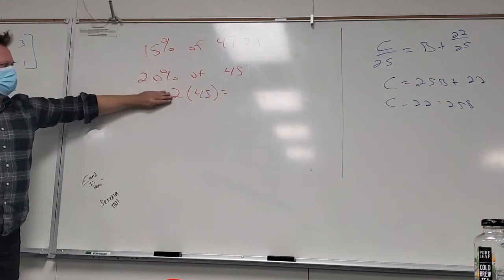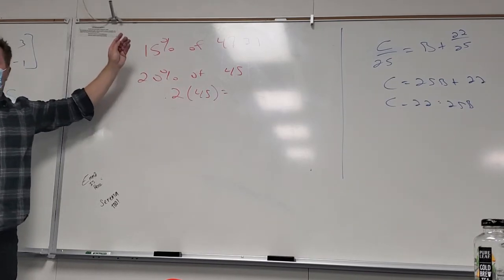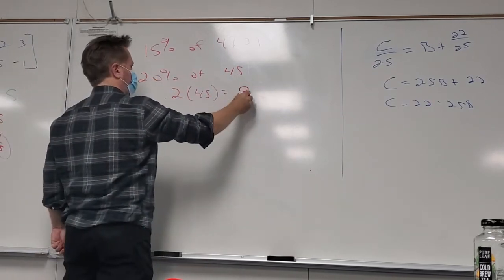So 2 times 45 is 90, so 0.2 would be 9. So it'd be $9. I can leave $9.